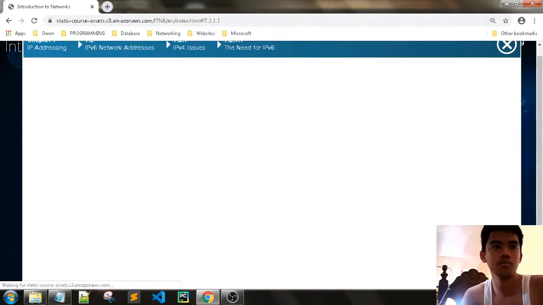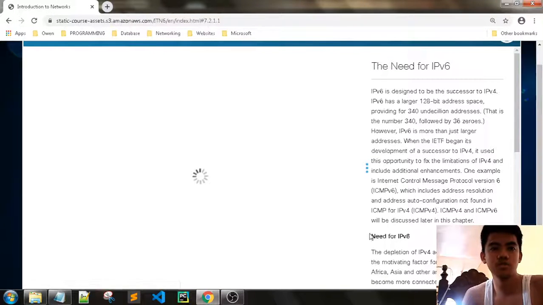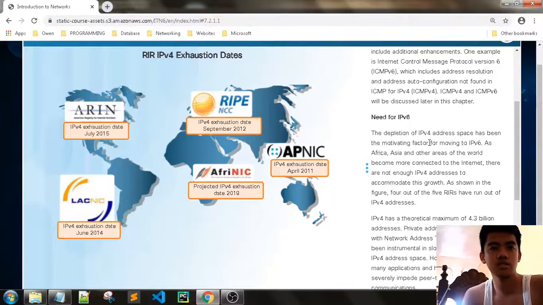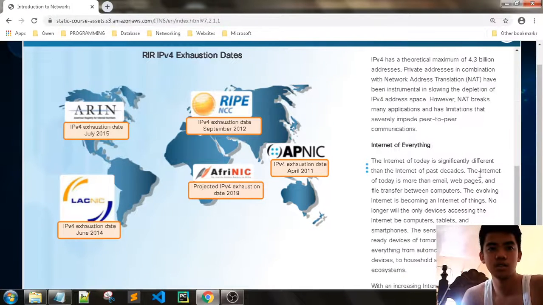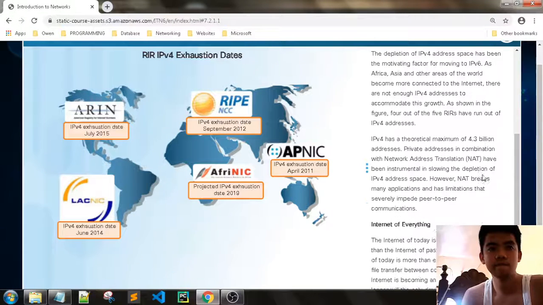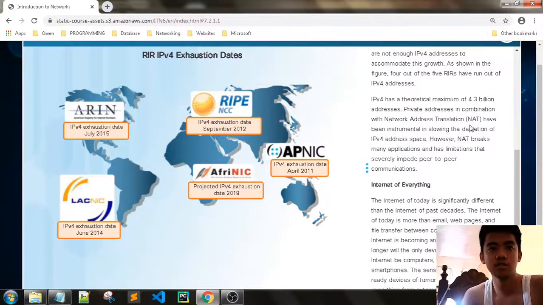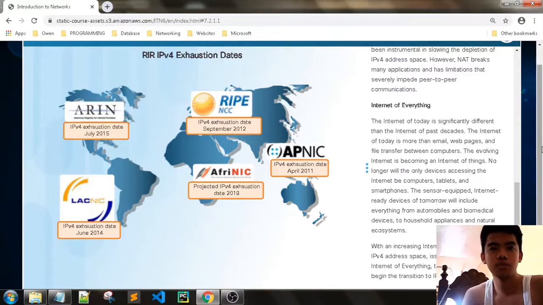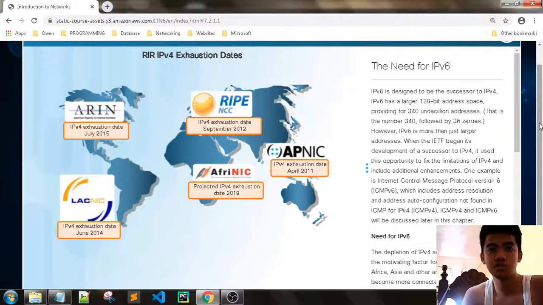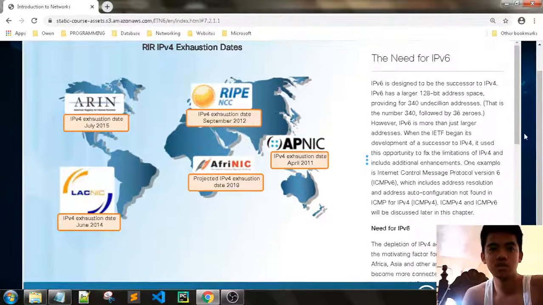This is the lab, the need for IPv6. Because the IPv4 address space is very limited, we need IPv6. I think we don't use NAT when using IPv6. We also have enhancements for IPv6.